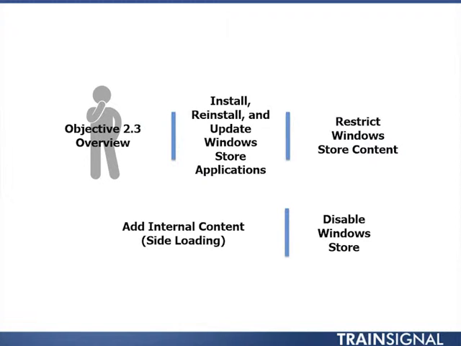This is Objective 2.3 for the Microsoft Certification Exam 70-687, and this objective has 4 official sub-objectives: install, reinstall, and update Windows Store applications. That basically covers really simple stuff where you go to the store and install an app and then remove it and manage the apps. Anyway, it's all really simplistic and any user can handle it.